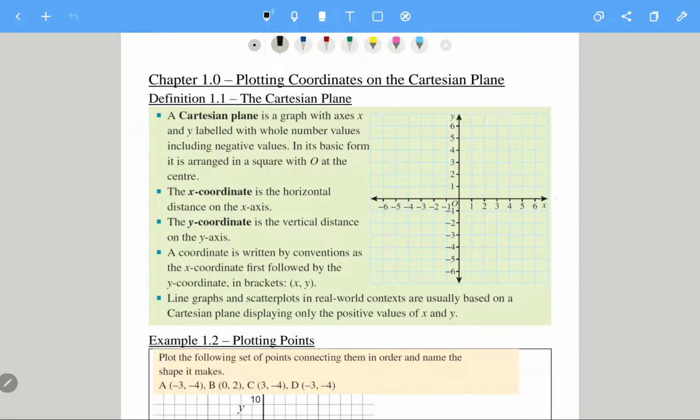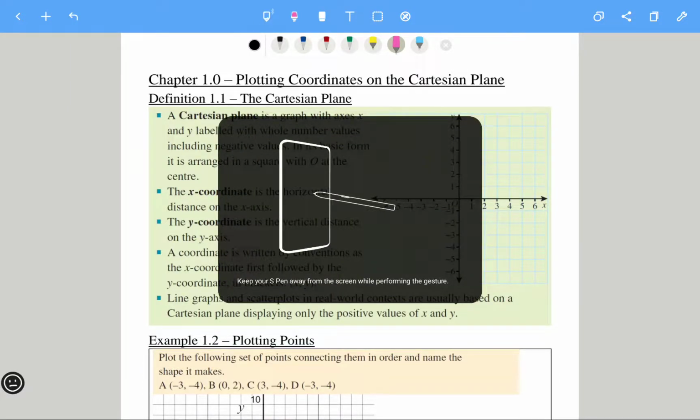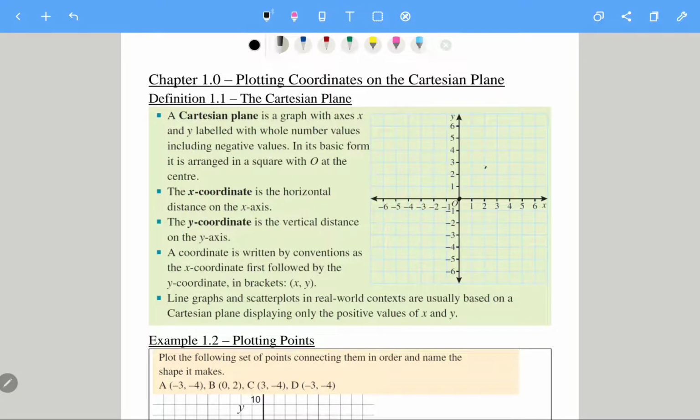We always have the x-axis, which is the horizontal axis, and we have the y-axis, which is the vertical axis. These are our two axes. The point where these two axes meet is what's called the origin. And the origin has the coordinate 0, 0, for it is 0 along the x-axis and 0 along the y-axis.